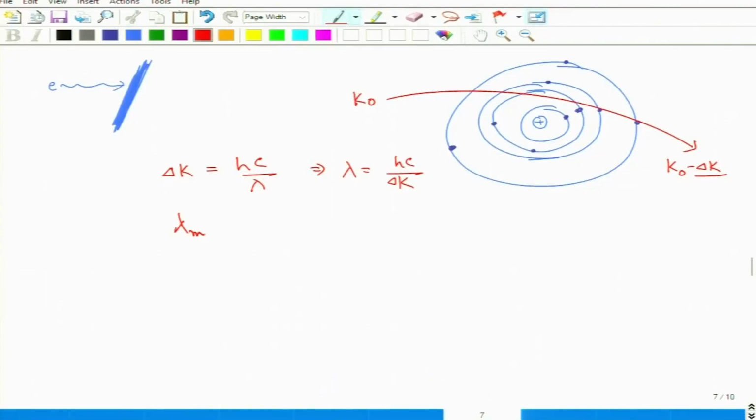Now if the total energy k0 is totally converted to the X-ray, as I discussed in the last part, then what will happen? The wavelength will be minimum. That means the energy of the photon will be maximum, which means the frequency will be maximum, so the wavelength would be the minimum. That means lambda min should be hc by k0. When the total kinetic energy is converted, the wavelength will be the minimum. So this is the lambda min.